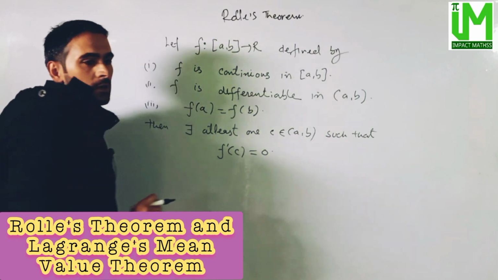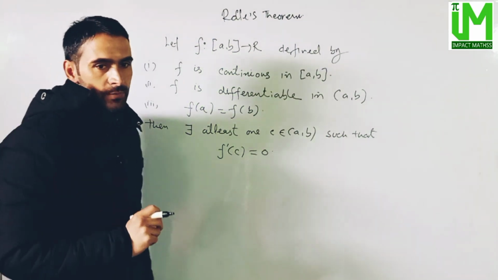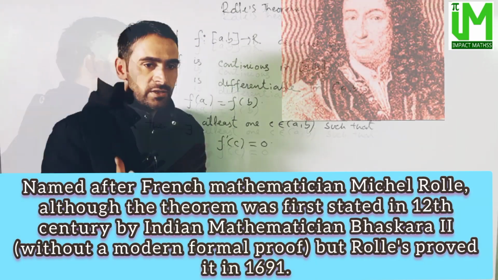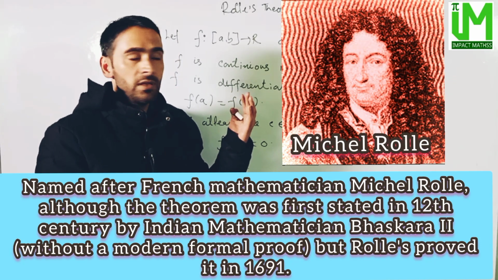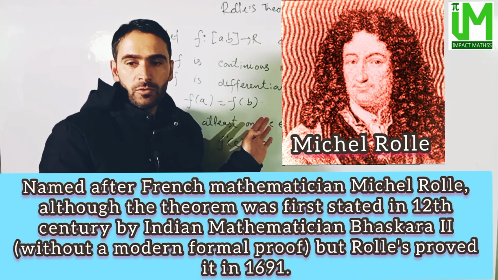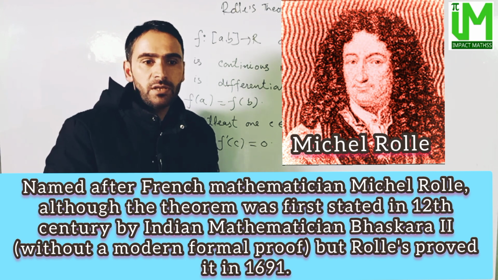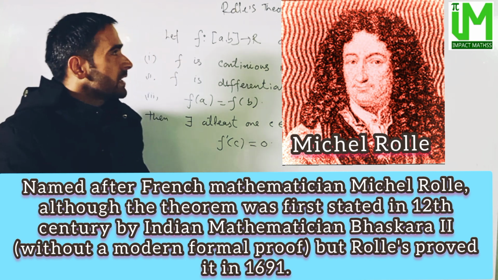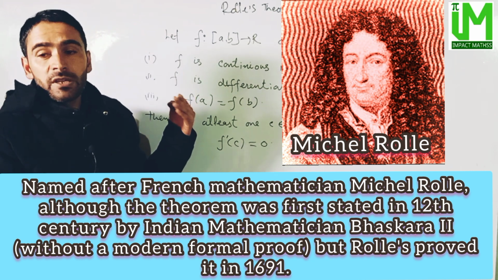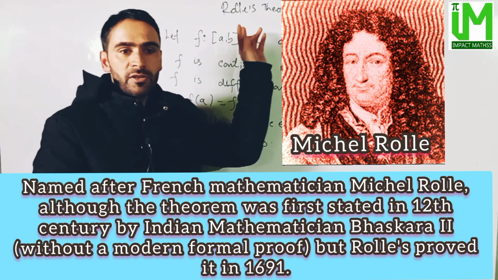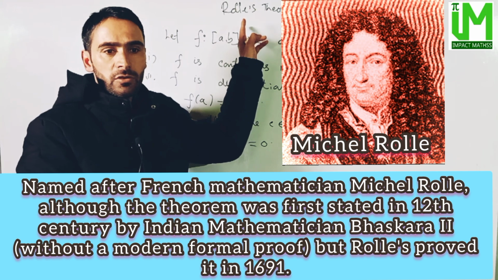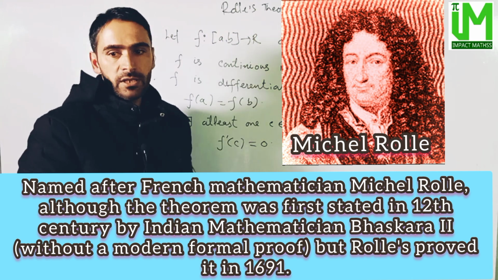So first, it was Michel Rolle, French mathematician Michel Rolle. The present shape of the Rolle's theorem was presented in the 12th century by the Indian mathematician Bhaskara II. But then in the 17th century, in fact, it was presented by Michel Rolle. He was a French mathematician.